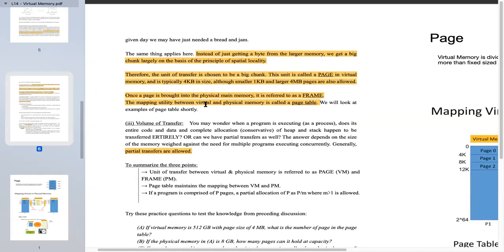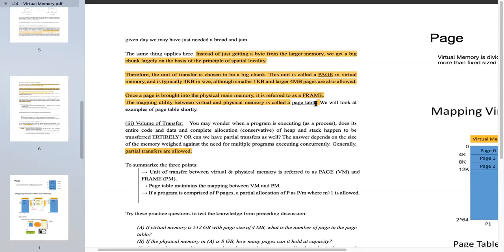So the mapping of virtual to physical is done by a memory management unit through some data structure called a page table, which is basically a lookup table. Page table is basically a lookup table. Give me the virtual address, I'm going to tell you where it is being mapped in the physical memory. That is what the page table is all about.